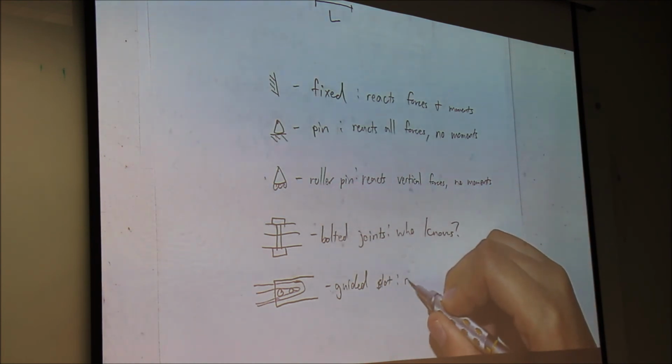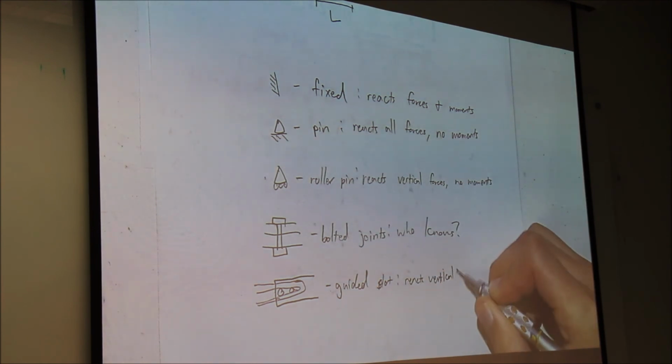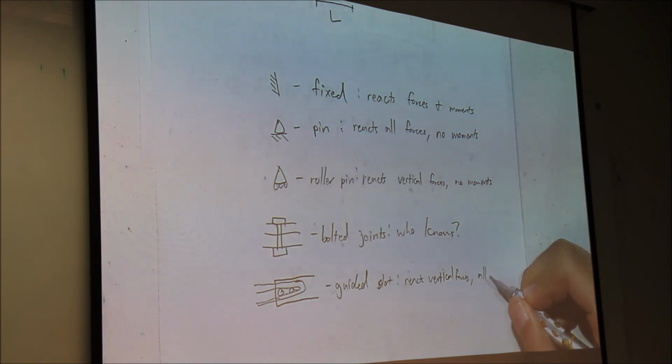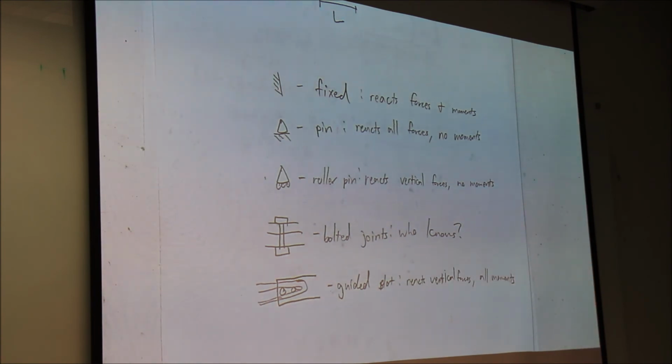And this reacts vertical and it reacts all moments. And it's important, and this is different than a roller pin, right? And you can have roller pins, you know. So there's lots of different combinations you can do, and it's really important to be able to identify what joints you see in nature. And sometimes it's not so easy of an answer to give.